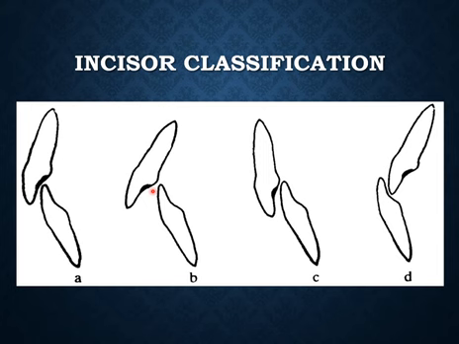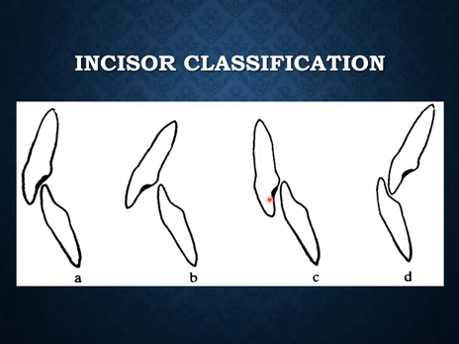Class 2 division 1, when the upper central incisors are proclined or of an average inclination with an increased overjet. There is an increased overjet. In class 2 division 2, the upper central incisors are retroclined, less than 105 to the maxillary plane. The overjet is usually an average amount, but may be increased, sometimes mostly in deep bites. When there is deep bite, there will be an increase also in the overjet.